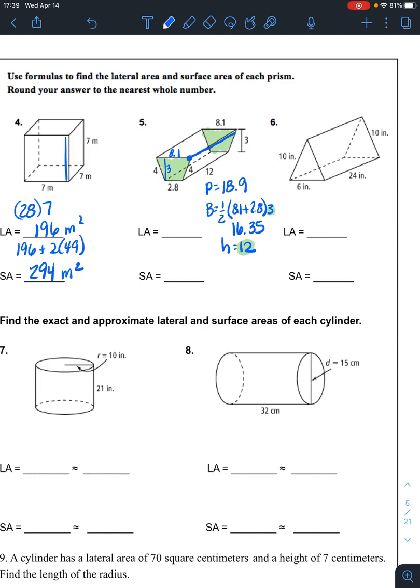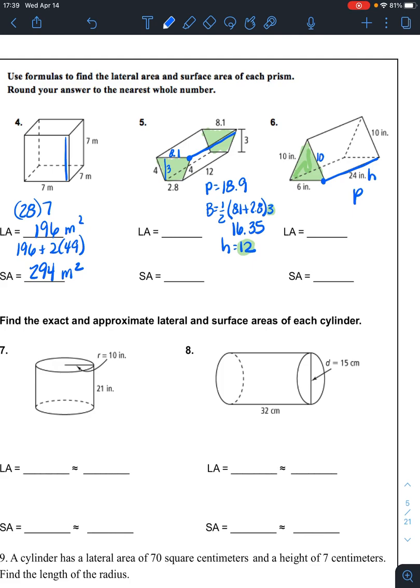So you can find the lateral area and the surface area from that. For 6, we've got our bases. Again, it's not sitting on its base. We need them to be congruent and we need them to be parallel to each other. So we have those 2 triangles. So I've got my distance between my 2 bases. So there's my H. I've got my perimeter.